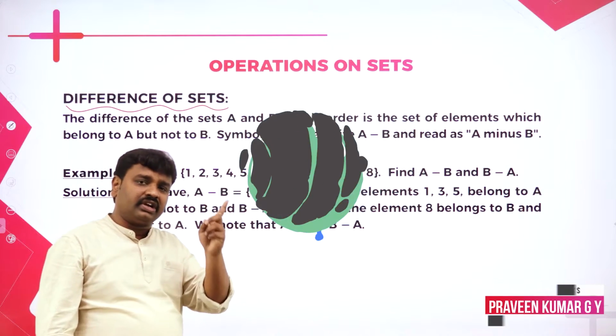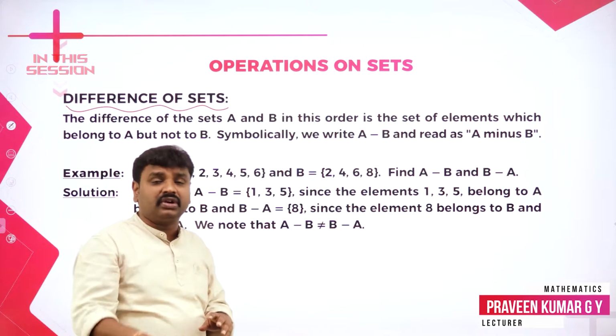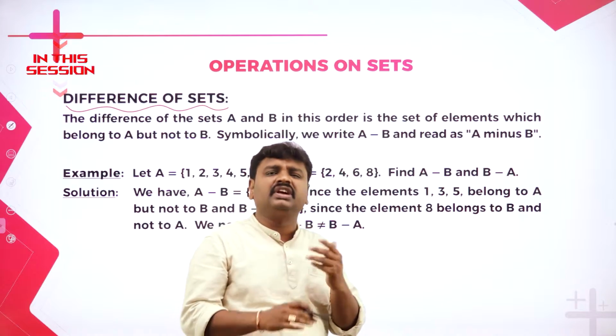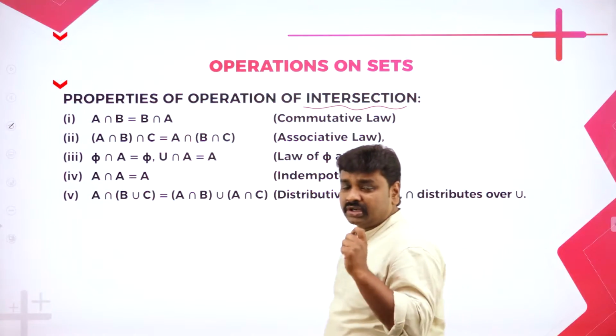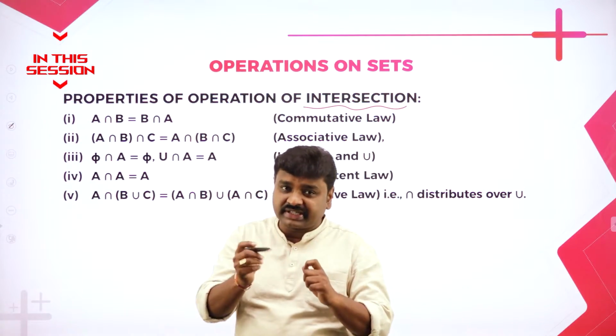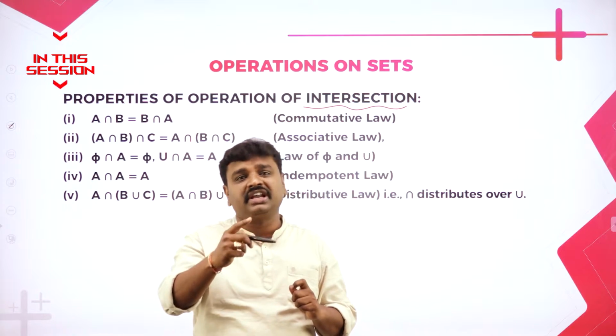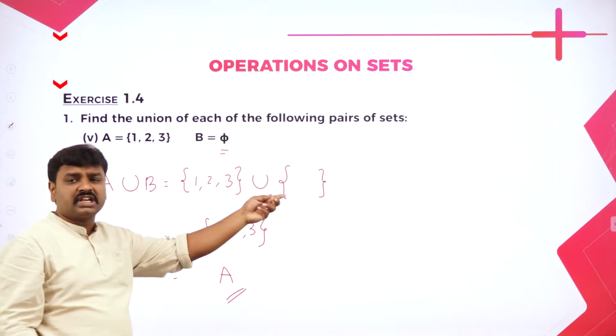If you want, you can find A minus B, or if they are specified to find B minus A, you can find B minus A. They are different. Intersection means what? Intersection of two sets is a set which contains common elements. Psi means what? Null set. Null set or empty set means what?